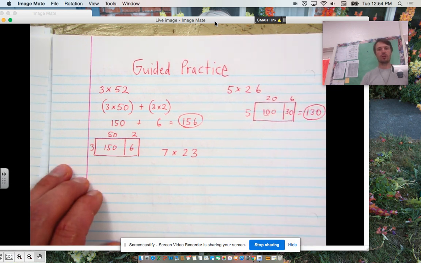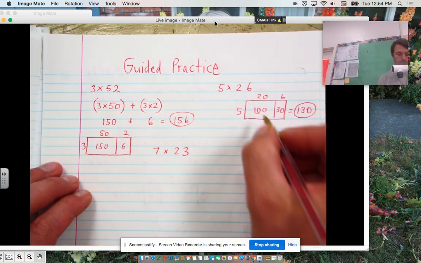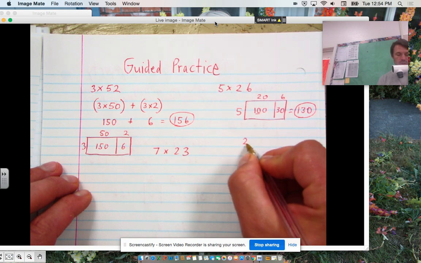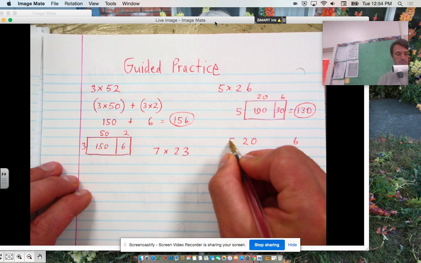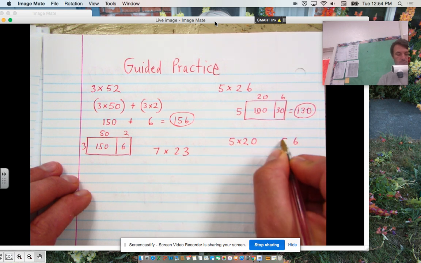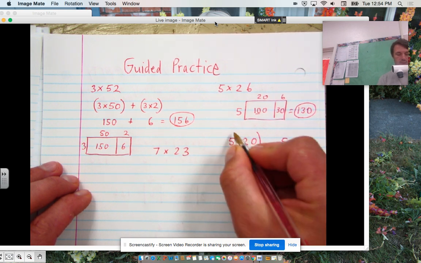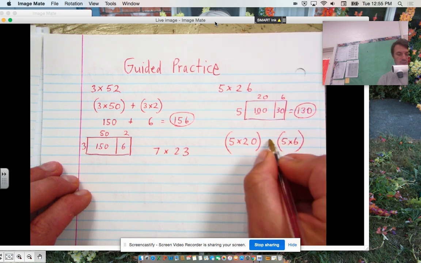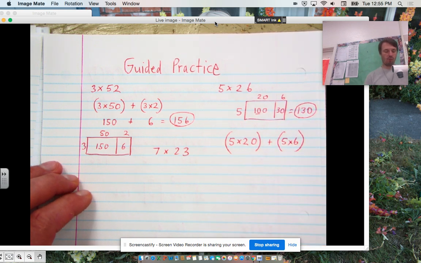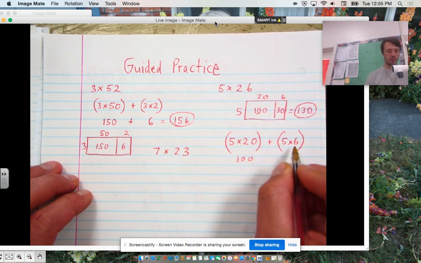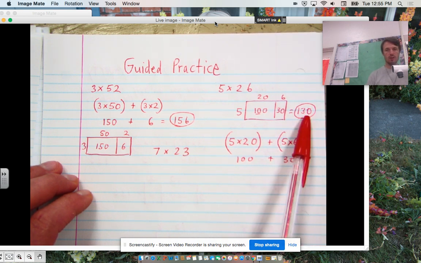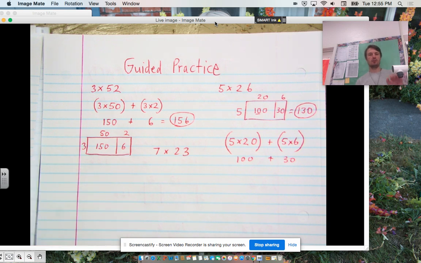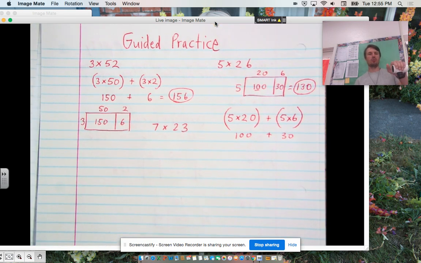And if we want to show that as an expression, we separate 26 into 20 and 6. We distribute the 5 to each one, multiply it separately, and then add the products at the end. 5 times 20 is 100. 5 times 6 is 30. 100 plus 30 is 130. Now 7 times 23.